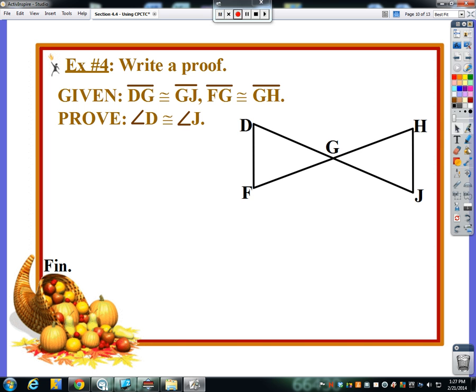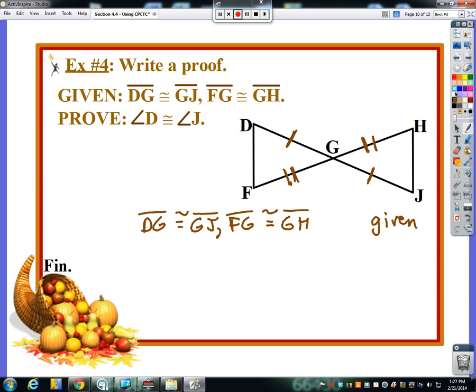So let's end up with one more here. Given information: DG is congruent to GJ. So I'm going to put one congruent marking, one congruent marking. FG is congruent to GH, 2 markings, 2 markings. What else is not marked in this? My vertical angles. So angle DGF is congruent to angle HGJ by the vertical angles theorem.